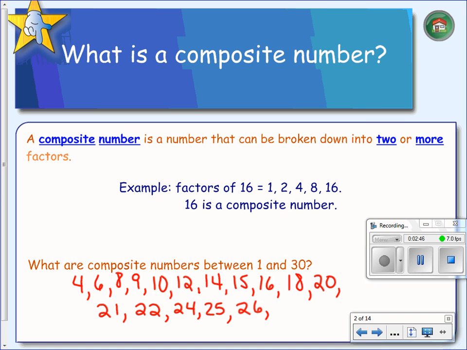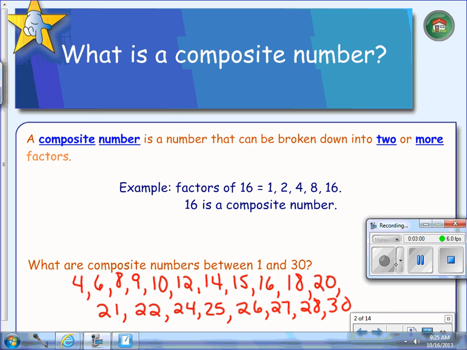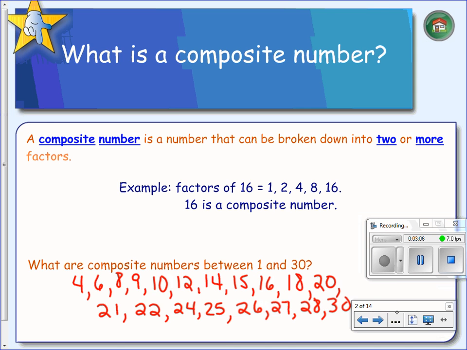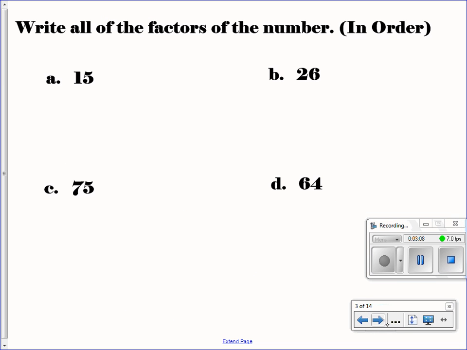27. 3 times 9 is 27. 28, 29, 30. Now we have the composite numbers between 1 and 30. On our next screen, we're going to write all the factors in order of each of these numbers.